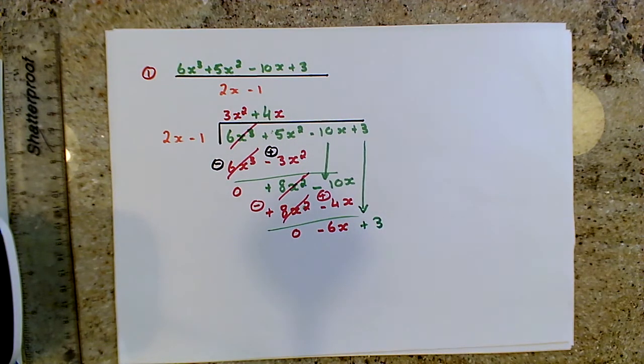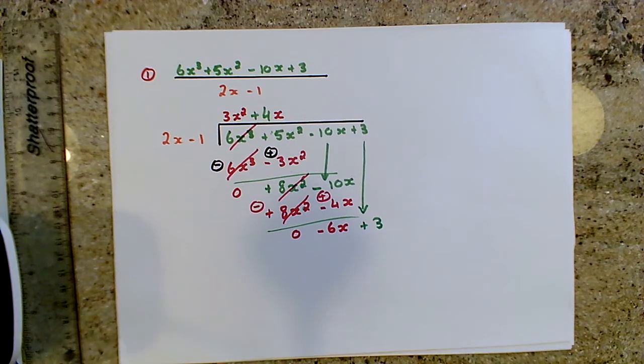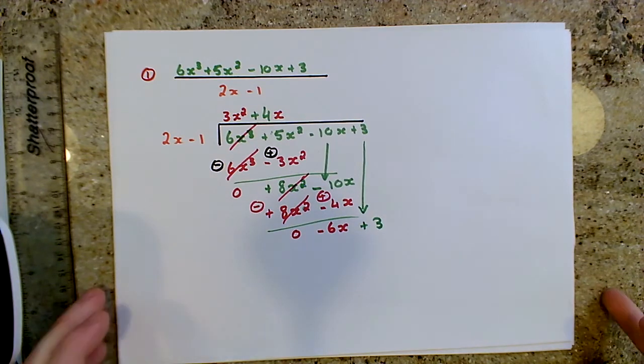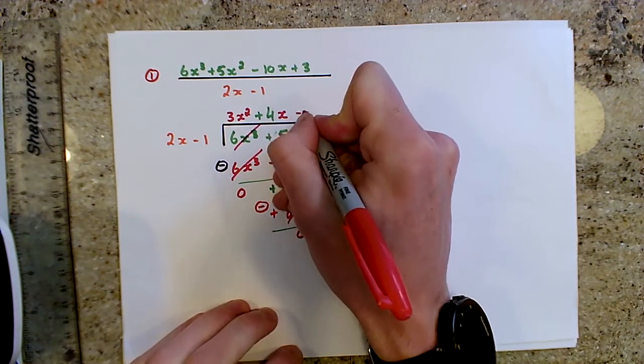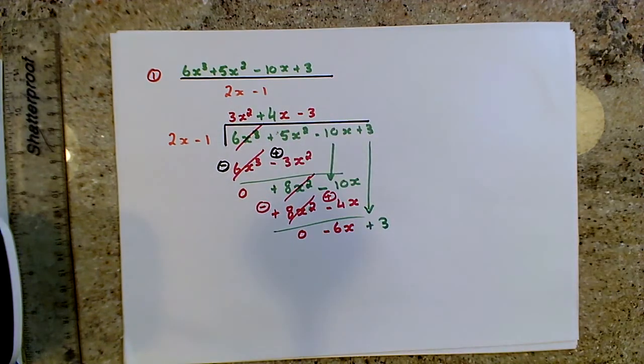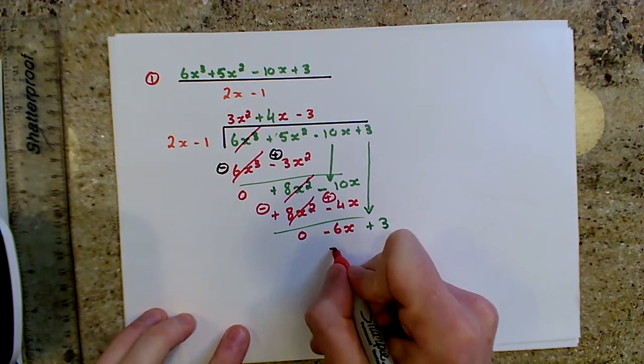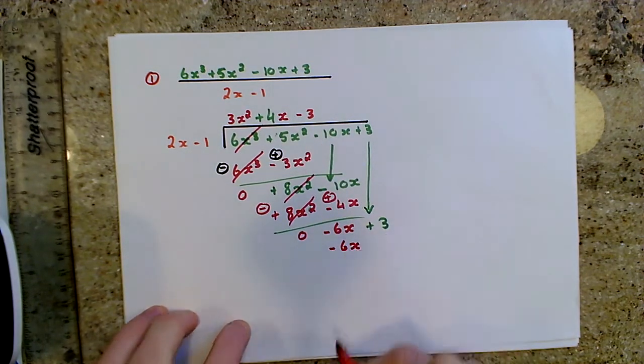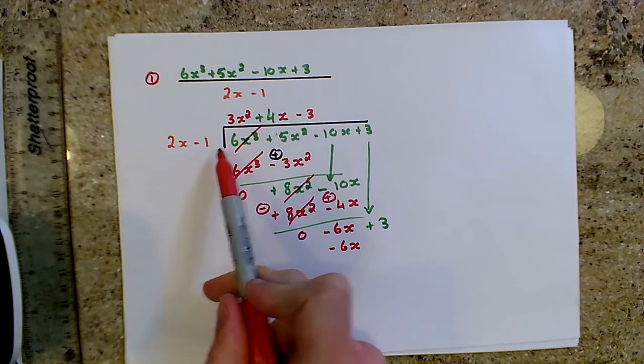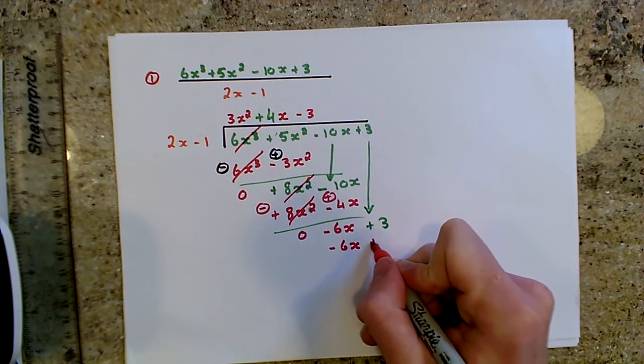And now I have one final line to go, and I start the process once more. 2x times what would give me minus 6x? Well, 2 times minus 3 would give me minus 6x. And now I perform that multiplication. 2x times minus 3 would give me minus 6x. And minus 1 times minus 3 would give me plus 3.